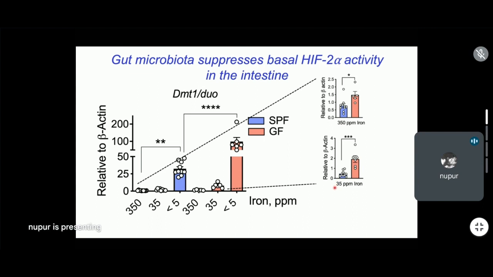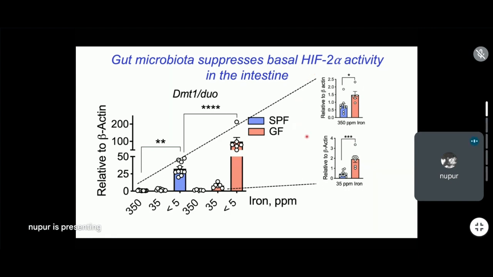But we don't need more than 35 ppm for mice to maintain regular iron balance. So you can see, if you look closely, even here in the germ-free condition, these transporters are highly upregulated. So what is happening? Then we concluded that probably gut microbiota is needed to suppress the intestinal HIF2 activity at the physiological level. So when you have that, it actually suppresses it.